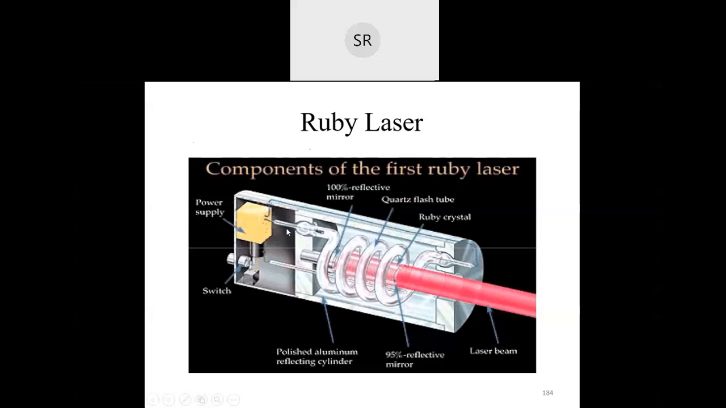Here we provide the excitation or pump source and get the laser beam. This is your laser crystal, and you can provide supply to it. This acts as a reflective mirror, and this is a tube. Through that we get the laser beam.